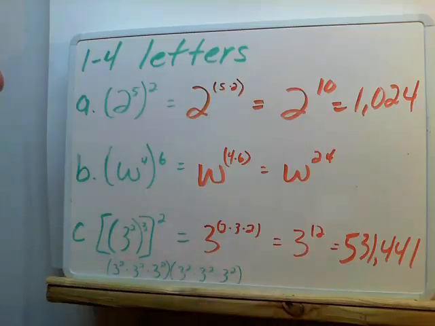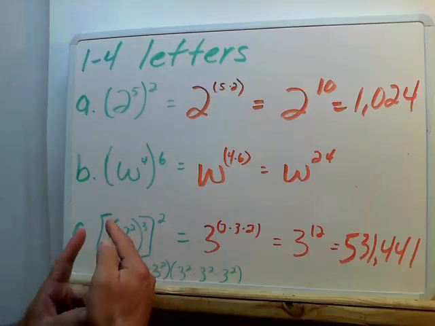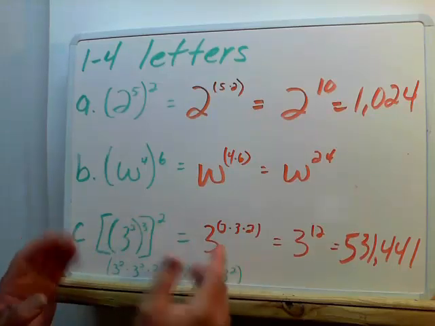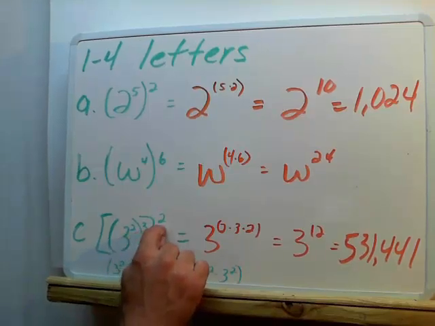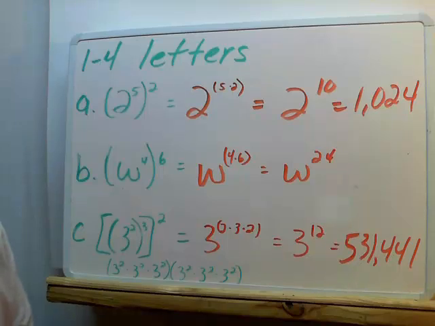But what we would like to eventually do is get you to the point where you can look at this and say that, well, this is 3 squared times 3 squared times 3 squared, 3 times. That's 3 to the 6th power times 2 is 3 to the 12th power. And 3 to the 12th, of course, from a calculator is 531,441.